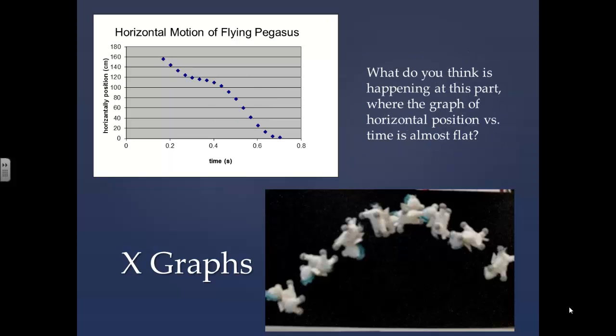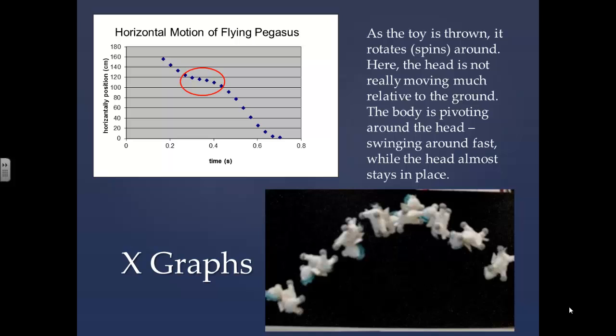What do you think is happening at this part, where the graph of the horizontal position versus time is almost flat? As the toy is thrown, it rotates, it spins around. Here, the head is not really moving much relative to the ground. The body is pivoting around the head, swinging around fast, while the head almost stays in place.